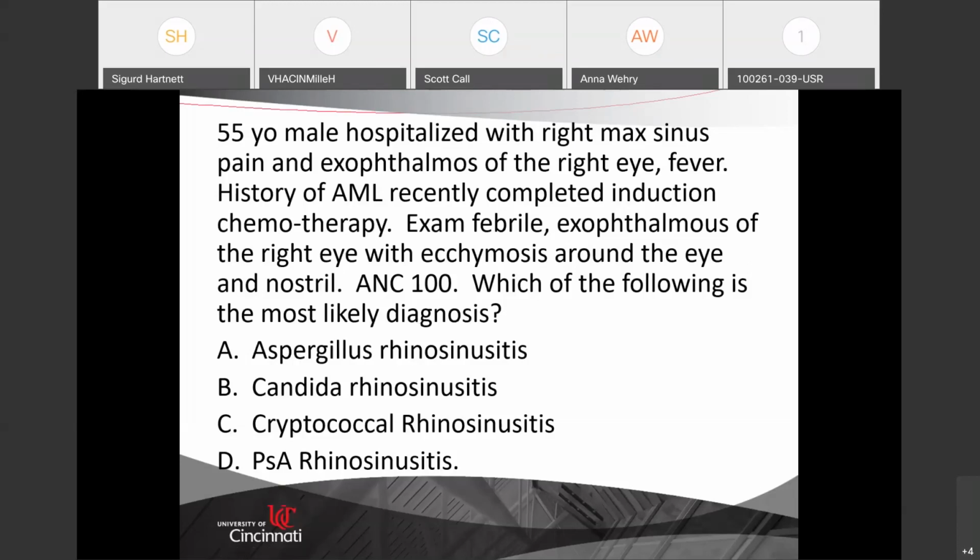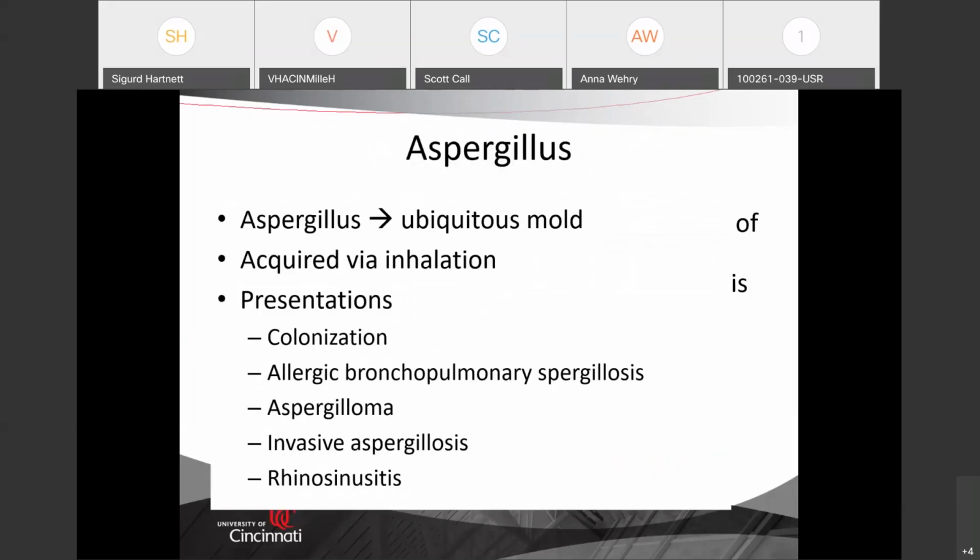Okay, so the answer is, I guess you all have discussed or thought about in your head, this is aspergillus. Does anybody know what the treatment is? So surgical debridement would be your treatment in this case.